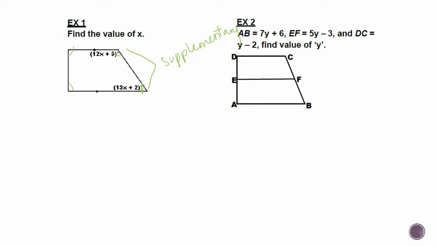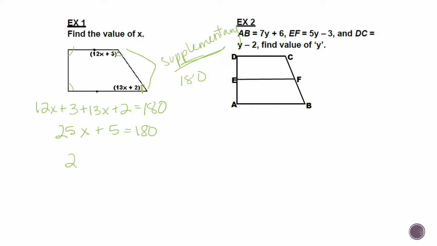So when I set up an equation to help me solve this, I'm going to write 12x + 3 + 13x + 2 equals, supplementary again, 180. We're setting both of these angles equal to 180. Now when I do the math, I add like terms, so 25x + 5 = 180. I subtract 5 from both sides, so 25x = 175. Using my calculator, I divide both sides by 25 and get x = 7. And that would be the answer to this first example.